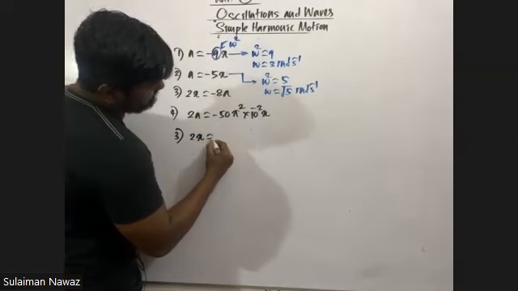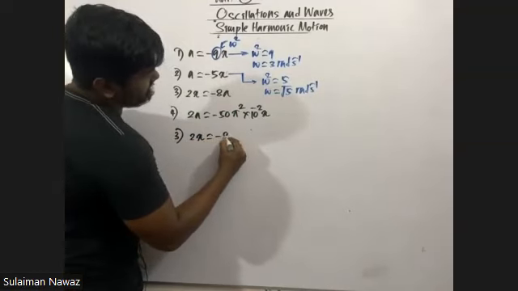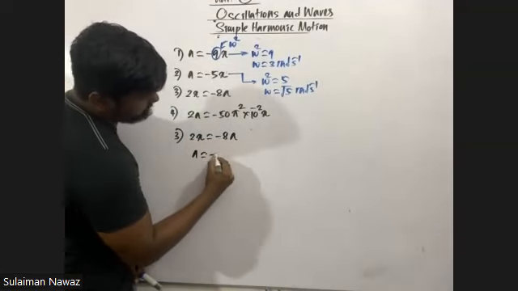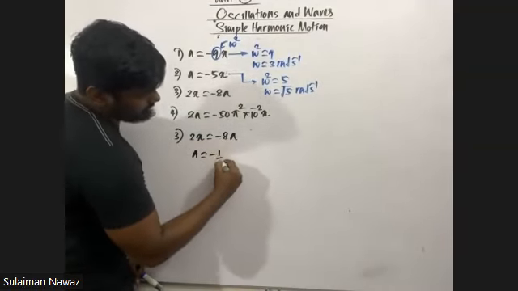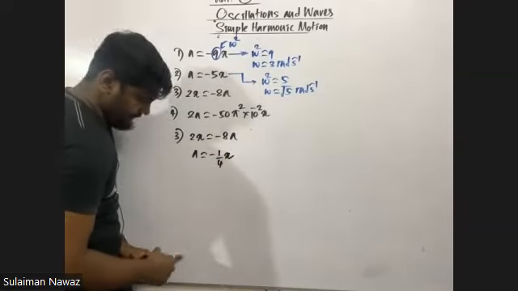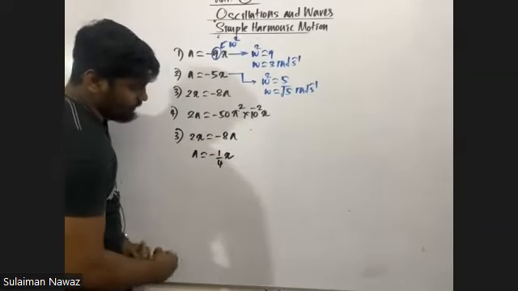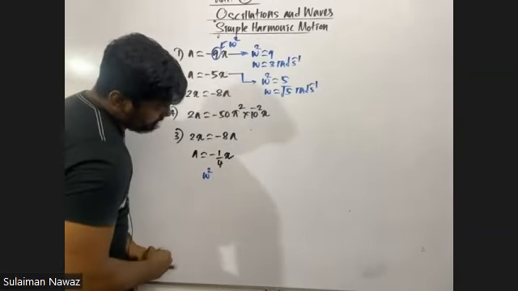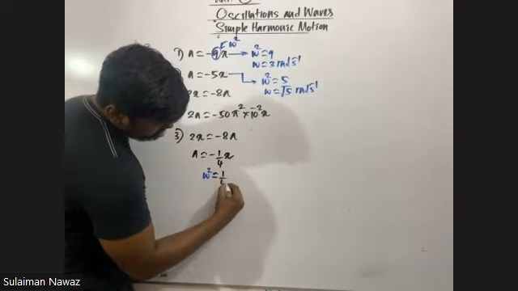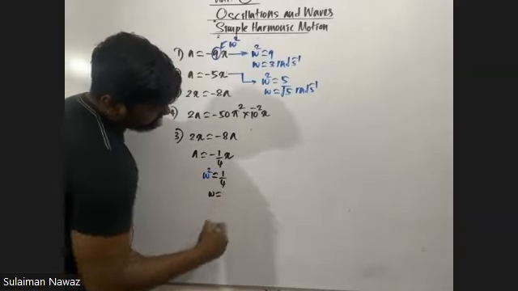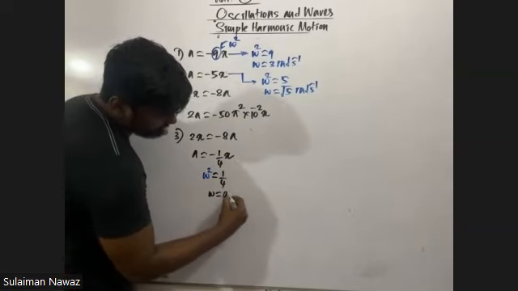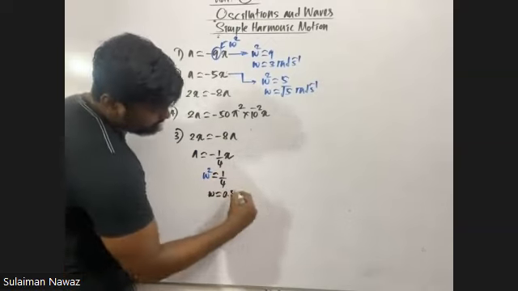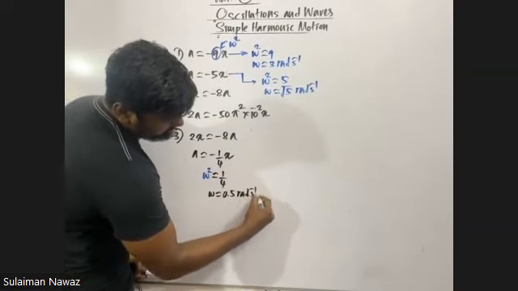Now 2x equals minus 8a. If I subject a equals minus 104x, then what is my omega squared? Here omega squared is 104. Therefore, my omega value is how much? Half, 0.5. If I take root on both sides, omega is half, 0.5 radian per second.